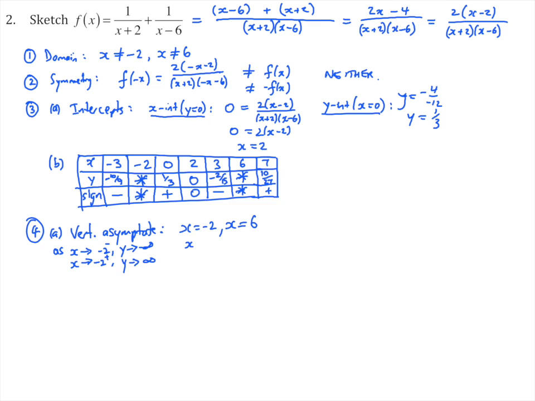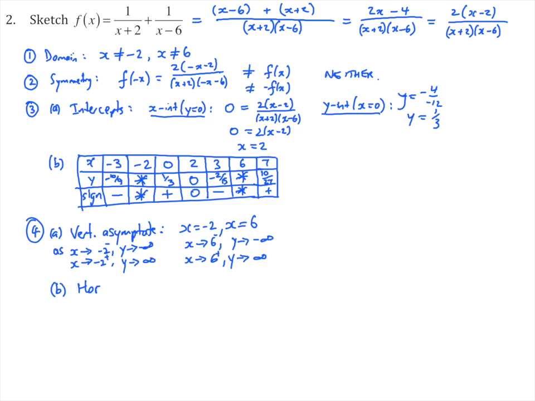As x approaches 6 to the left, and as x approaches 6 on its right, what happens to y? Let's look at the table. There's 6. To the left of 6, it's negative. To the right of 6, it's positive. So to the left of 6, it approaches negative infinity. To the right, positive infinity. So that saves having to plug values in because I was able to use my sign diagram.